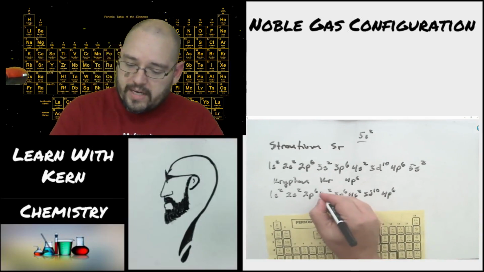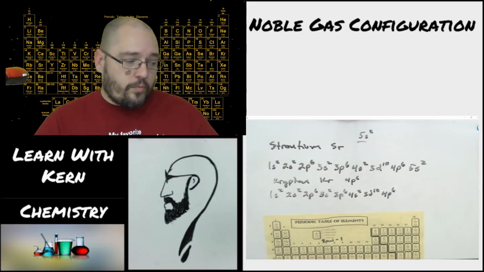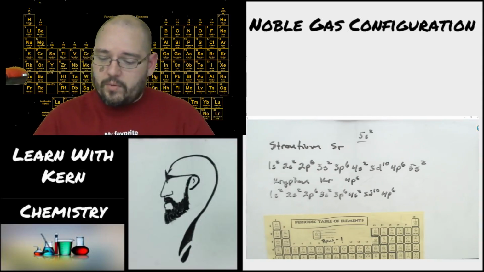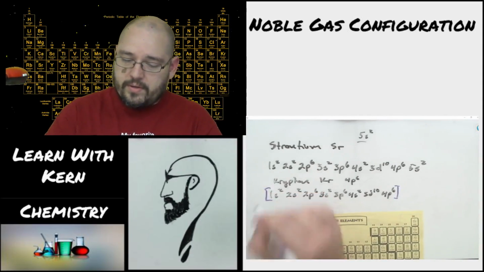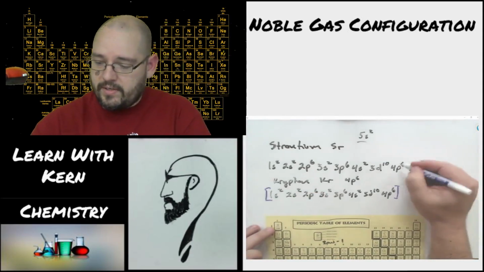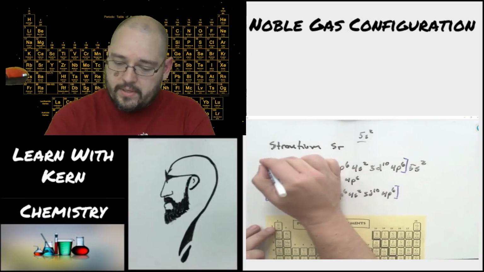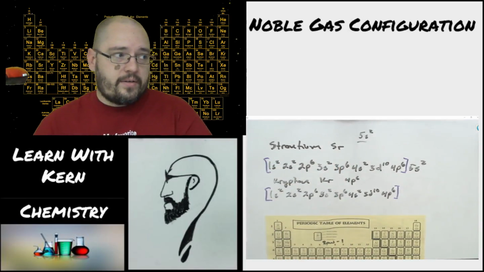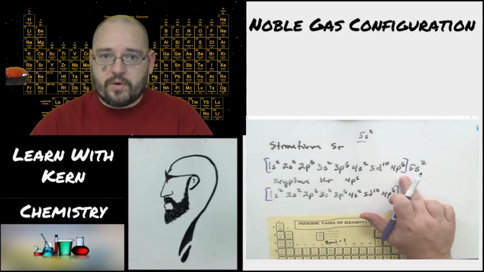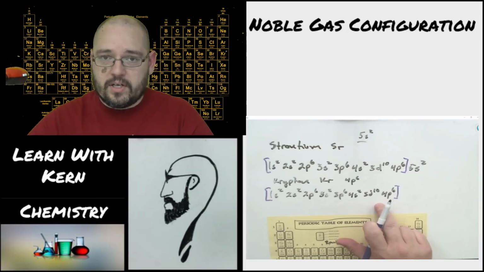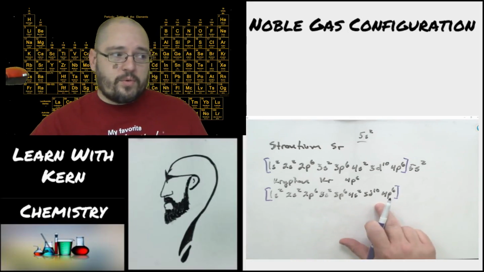So when I write all that out, you should hopefully see that that is exactly the same as that. All right, so the majority of strontium's electron configuration is the same as krypton's. So we have a shortcut way of doing this now.